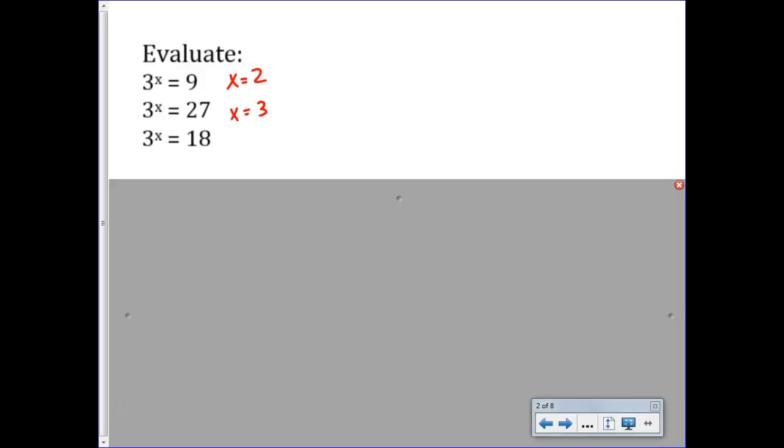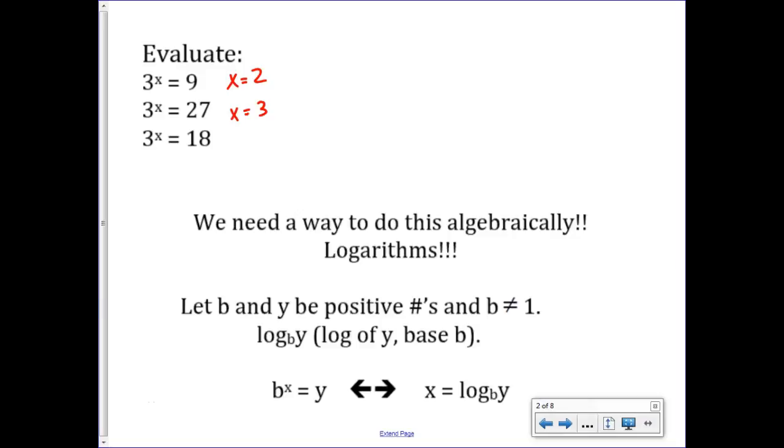We know x would fall somewhere between 2 and 3, but right now we don't have a way to solve it. So you could do some guess and checking. Try 3 to the 2.5 in your calculator. If that's too big, try 3 to the 2.3. And you can keep guessing and checking and getting closer and closer to that. But we mathematically have a way to do this. We need a way to do this. And so we use logarithms.